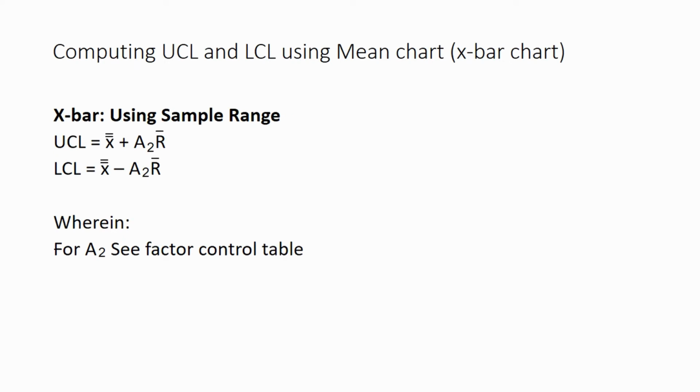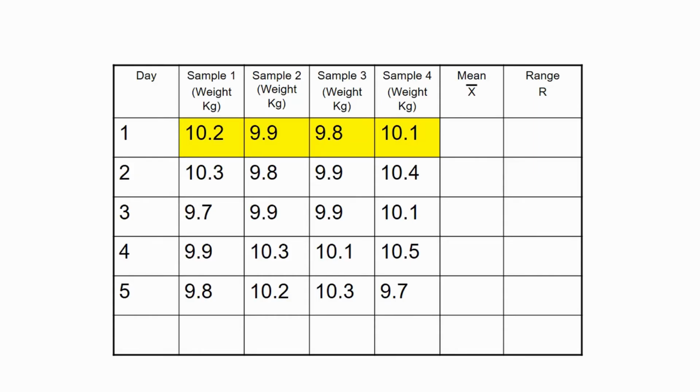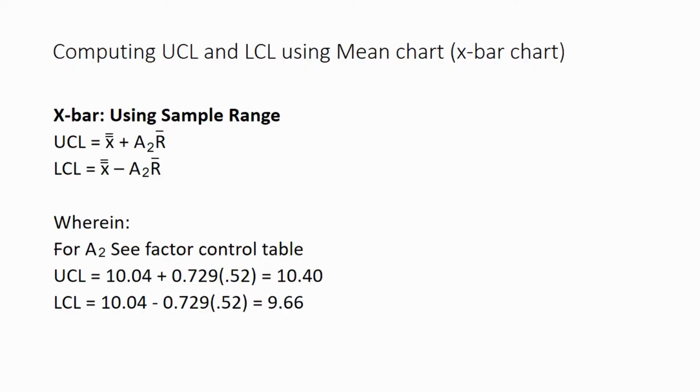Now we substitute these results for X double bar and R bar into the formula to find the upper control limit and lower control limit. But to find the value of A sub 2, we need a table called the factor control table. We have 4 samples. Remember, 4 samples of the weights of doors were recorded daily. So we look at the corresponding factor on the A sub 2 column. This gives us 0.729. We use this factor for the formula. And so our X bar UCL is 10.40 and X bar LCL is 9.66.